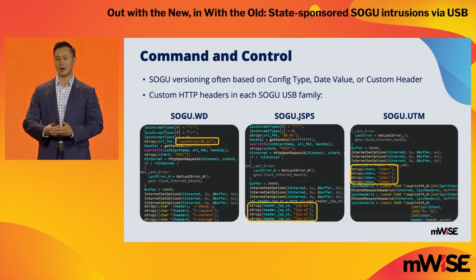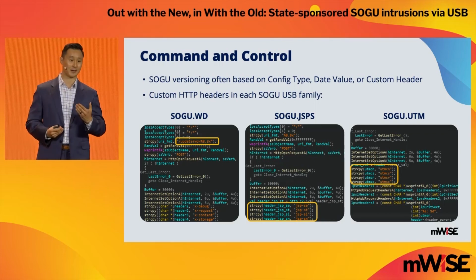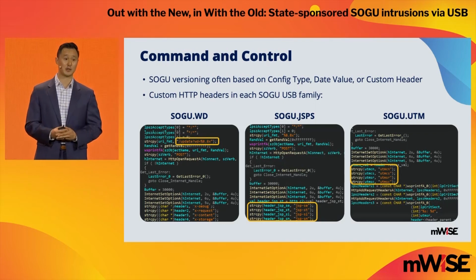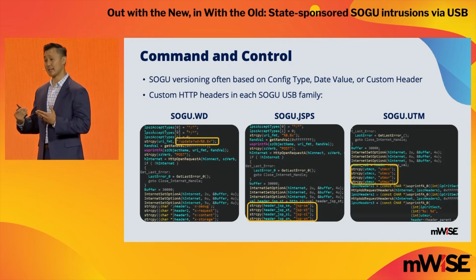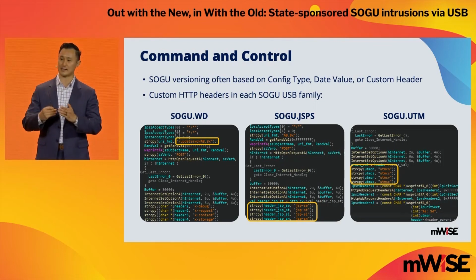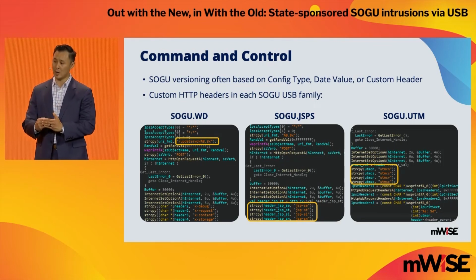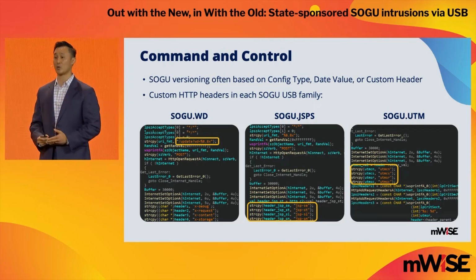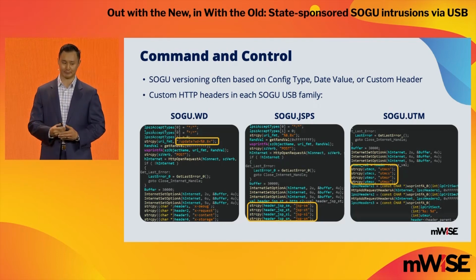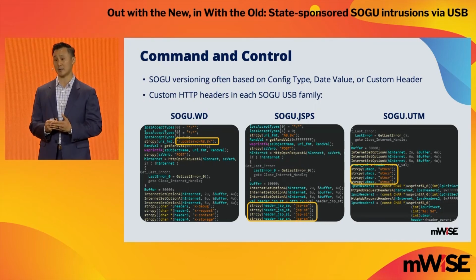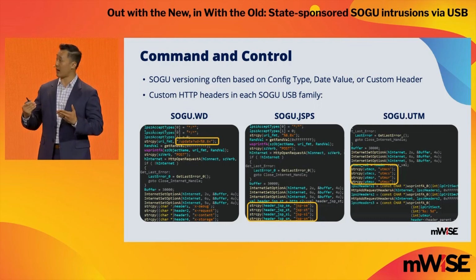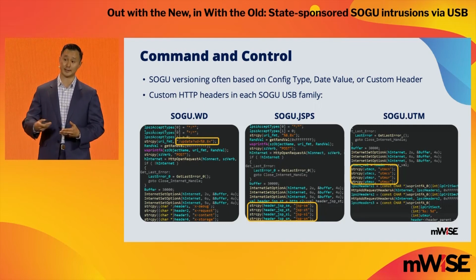As SOGU is updated, modified, and improved, we needed a way to track different SOGU versions. Some of those ways have been the specific configuration type unique to that variant, the specific date value initially present in that SOGU C2 header, or the custom header it creates when it communicates over HTTP. For each of these 3 variants, they create specific custom headers over HTTP, and that's what's highlighted in the screenshot here. And that's also how they derive their names for their variant.